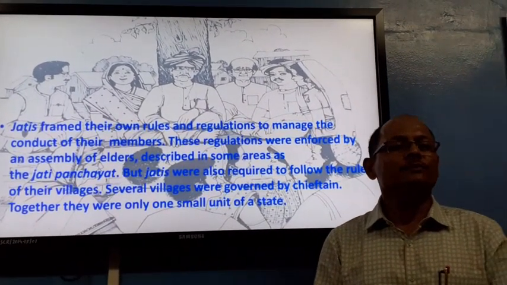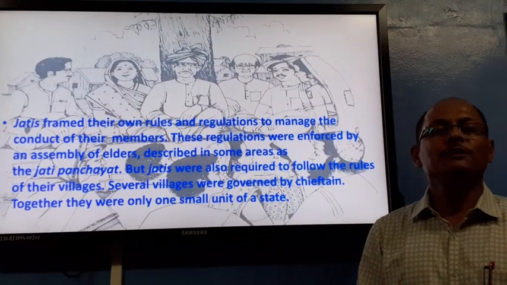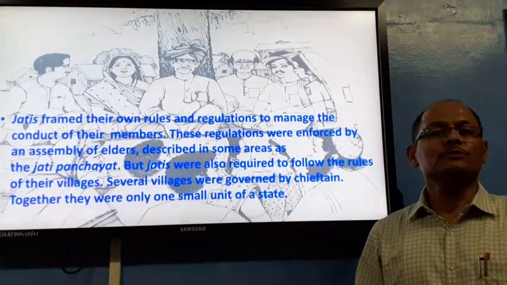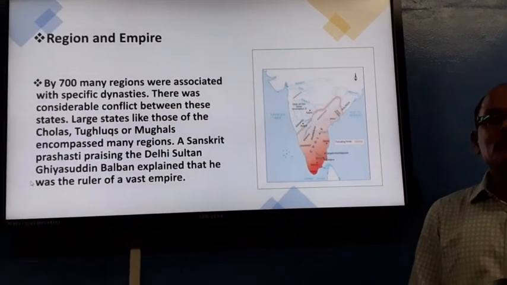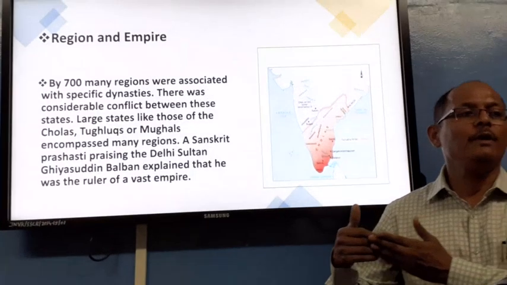Several villages were governed by chieftains. Together, they were only one small unit of a state. So, as I said, new social groups became politically important. Now, what happened to the region and how did this region become an empire?